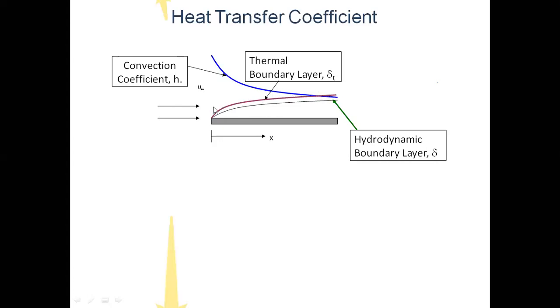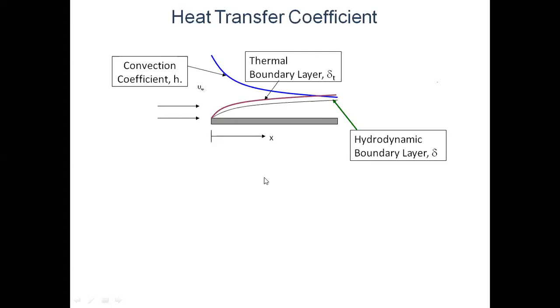So if you see here the relation between the hydrodynamic boundary layer and h: the boundary layer thickness increases as you move away, whereas the convective heat transfer coefficient value decreases. This has been found both analytically as well as experimentally. People have done this. So now, how do we analyze this? We have to study this.